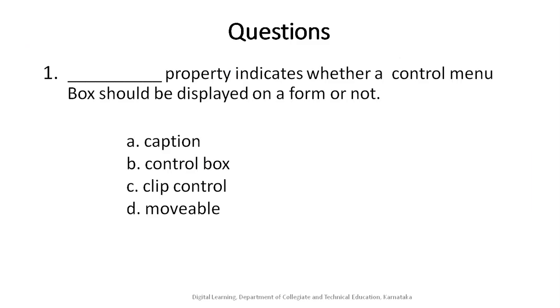Now that we have come to the end of the session, let's answer the multiple choice questions. Dash property indicates whether a control menu box should be displayed on a form or not. The options are caption, control box, clip control, movable. And the right answer is control box.